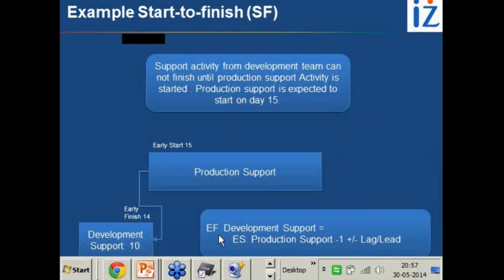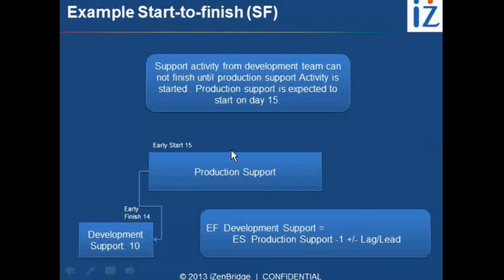Now, if we have a lead and lag situation in a start to finish, it means we think that development should wait for 5 days before they finish. Production support can start on day X, but development should wait after production support has started for 5 days. Then it becomes a case of lag. We will say that, okay, we have a relationship which says I am dependent on production support to start, then only I can finish, but with a lag of 5 days.